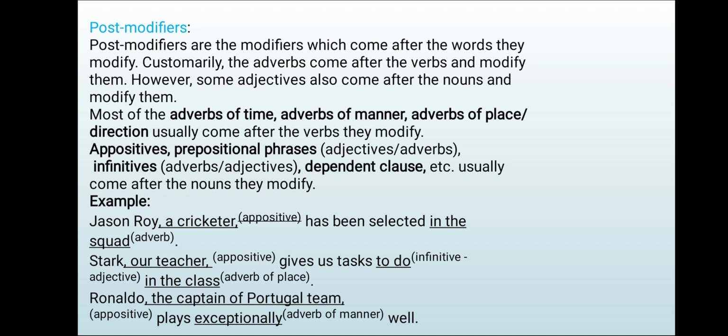Okay, we can take an example to make the sense of post-modifiers in a sentence. Jason Roy, a cricketer, has been selected in the squad. Actually, there are many Jason Roys, but we are mentioning here a cricketer, an extra, special piece of information about Jason Roy. So a cricketer is an appositive here. In the squad is an adverbial phrase as post-modifier.